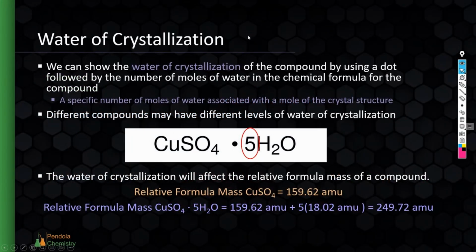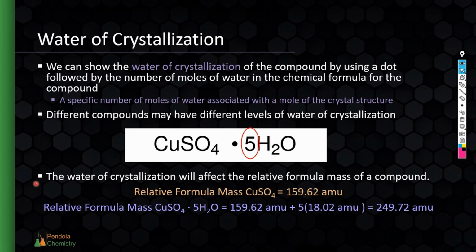So, the water of crystallization. We can show what we call the water of crystallization of a compound by using a dot followed by the number of moles of water in the chemical formula for that compound. Now, what are we talking about here? We're talking about the water trapped in that ionic lattice, because when a hydrated compound forms, it doesn't do so sporadically or randomly. When an ionic compound forms, that crystal lattice has such a shape, such a structure, that it's always going to trap the same amount of water. So for example, copper-2 sulfate here.